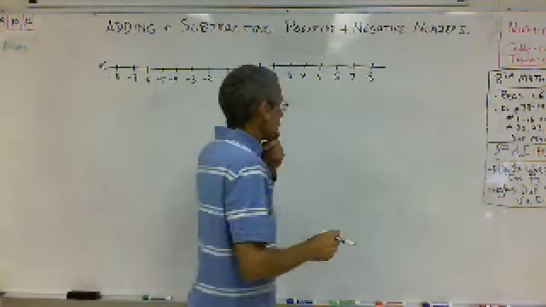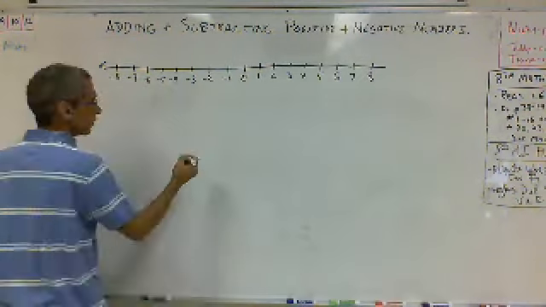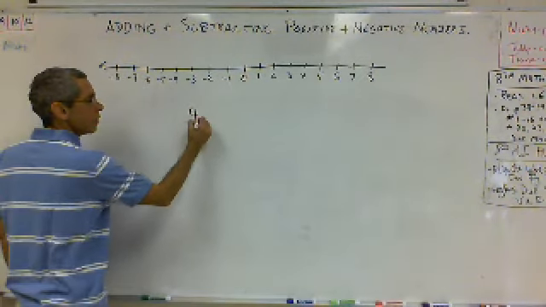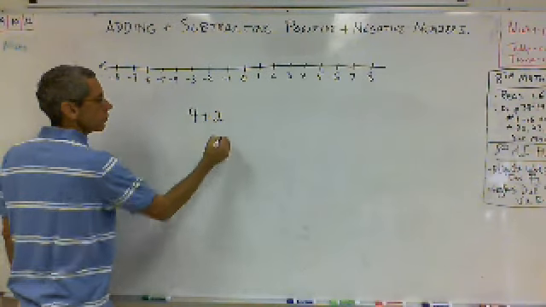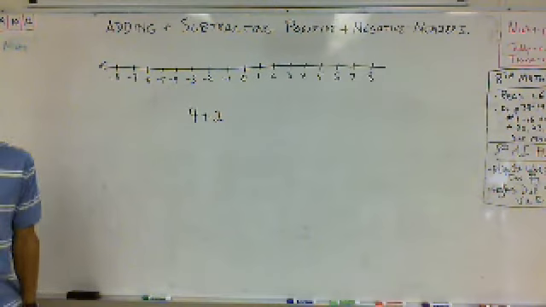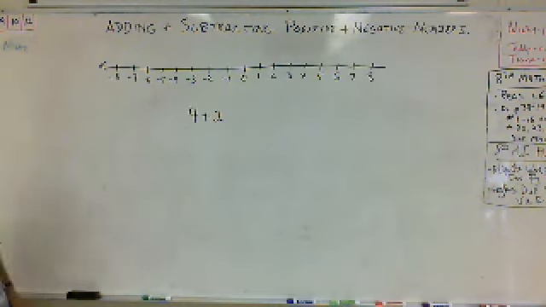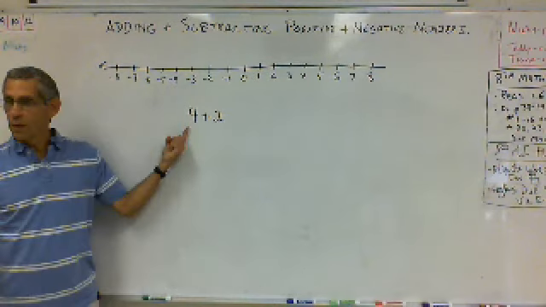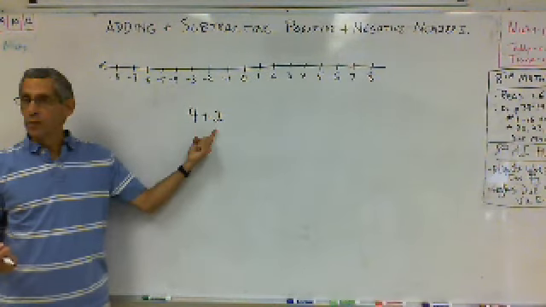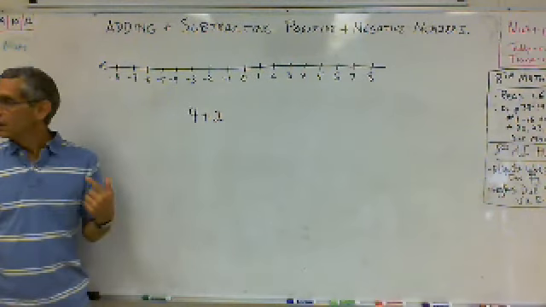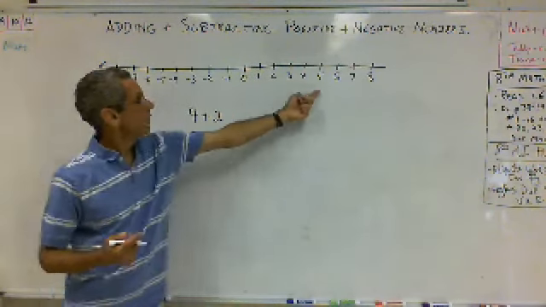Okay, so let's say I asked you to do this. Let's say I said 4 plus 2. Now I know you all know the answer to that, right? Immediately you said 6, right? But let's see how we do it with the number line. Is that a positive 4? Yes. Is that a positive 2? Yes. And positive numbers always go which direction? Right. From 0, don't you agree? They're all going to the right.